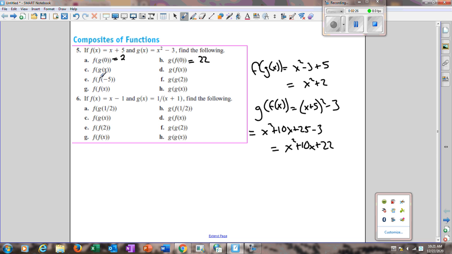All right, part E, f of f of negative 5. So first I plug my negative 5 into the f function. Negative 5 plus 5 is 0. Now I plug that back into the f function. 0 plus 5 is 5.